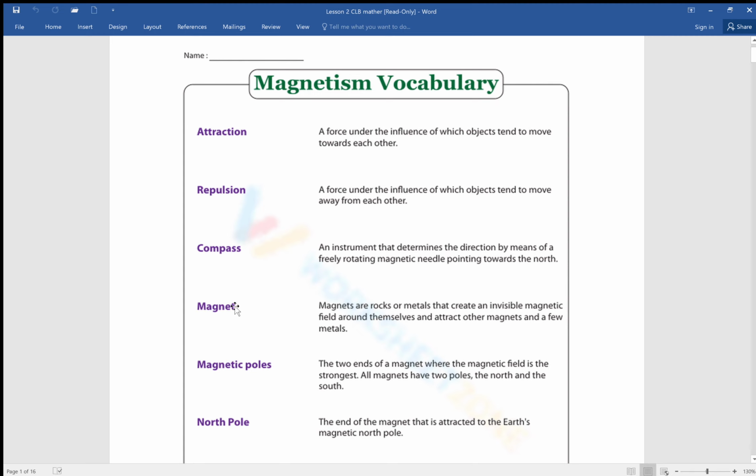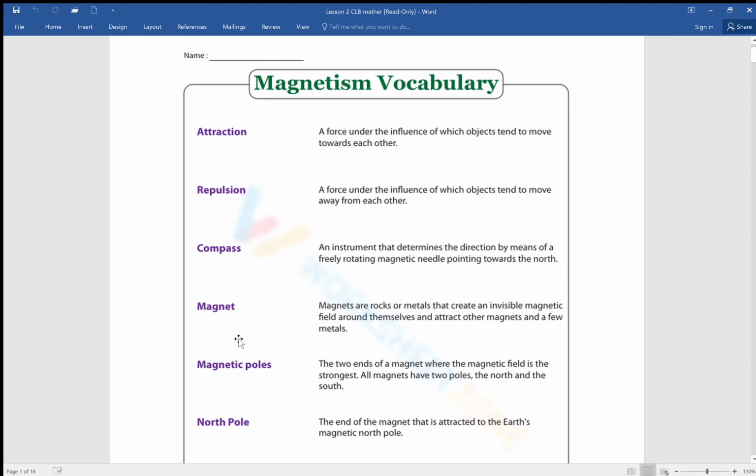What are magnets? Magnets are usually metals, but they can be sometimes rocks. They have an invisible magnetic field around themselves, and attract other magnets and special metals. These are iron and cobalt, and another metal we will find out. Yeah, very interesting, I know.